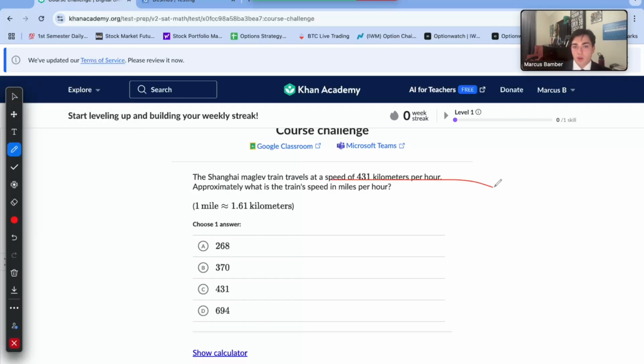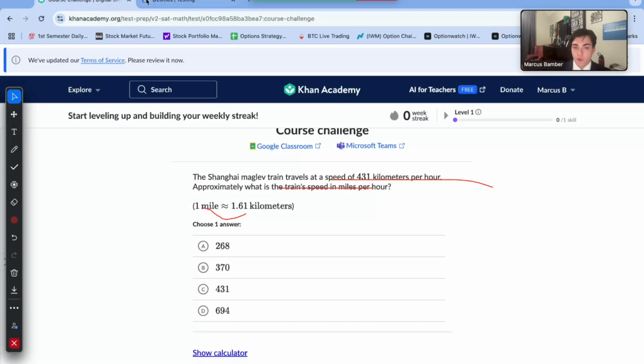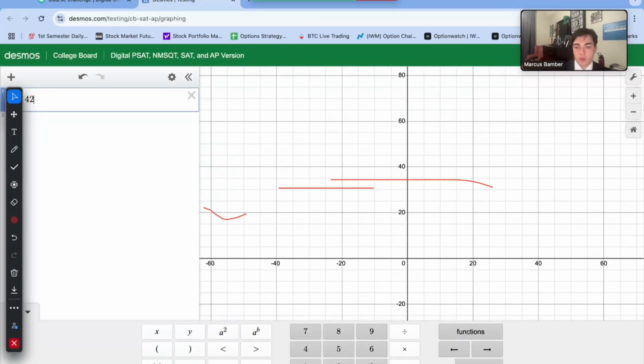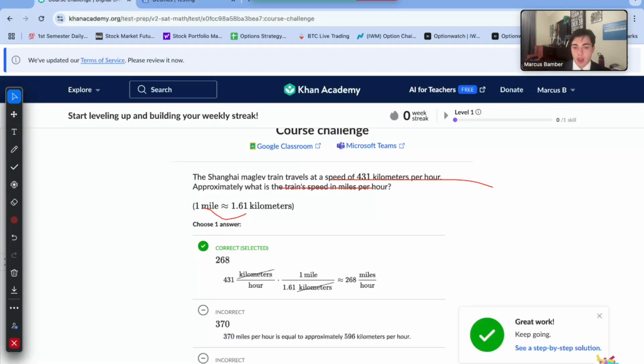It travels at a speed of 431 kph. What is the speed in miles per hour? To go from kilometers to miles, you have to divide by 1.61. So we're going to do 431 divided by 1.61. We get 267, which is equal to about 268.